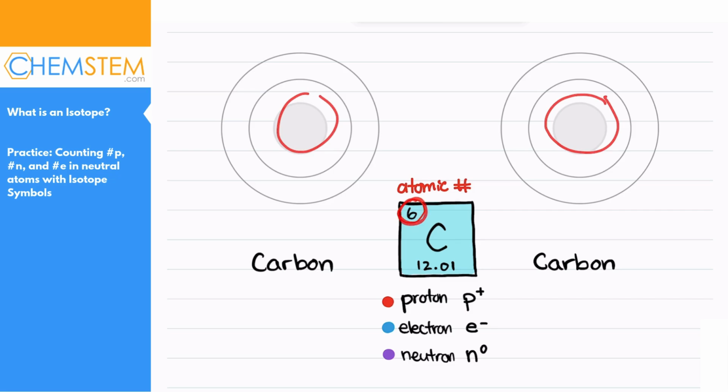If you don't see a 6 here, it can't be carbon. For example, the atomic number for nitrogen is 7. That means every nitrogen atom in the entire universe, no matter what, has 7 protons in the nucleus.